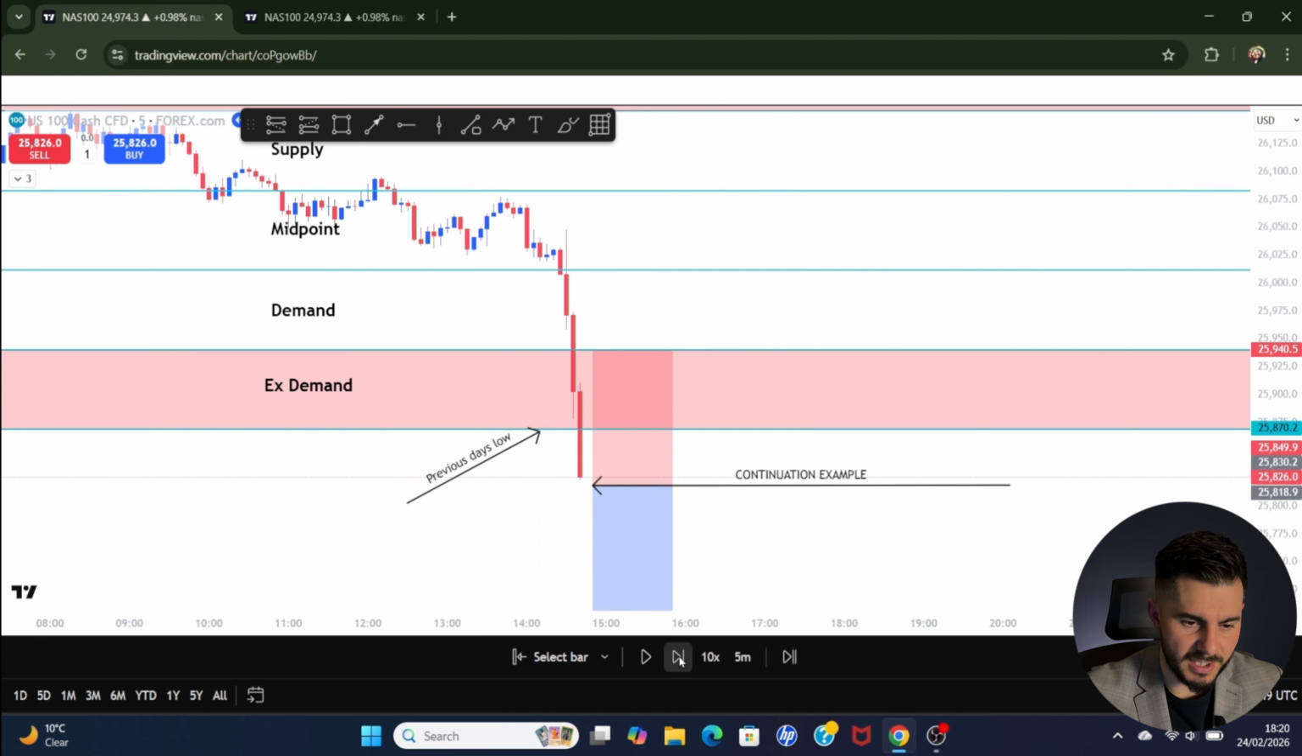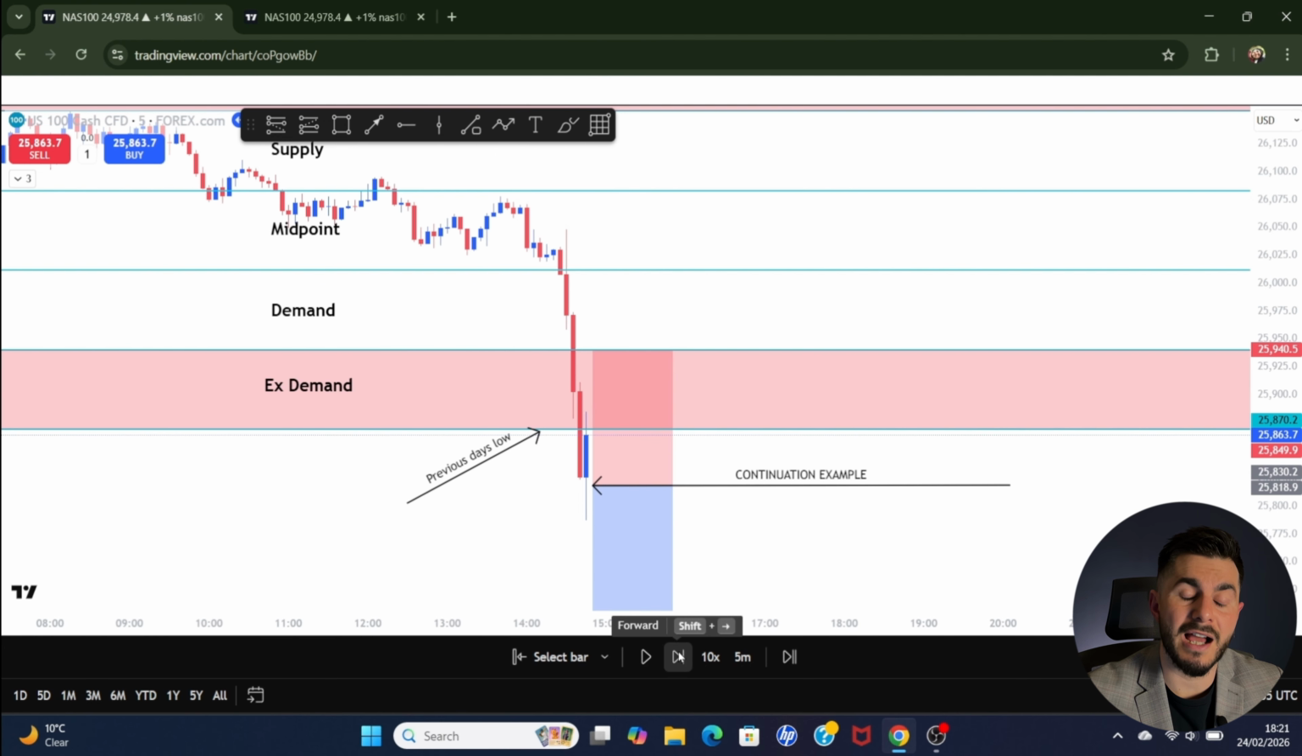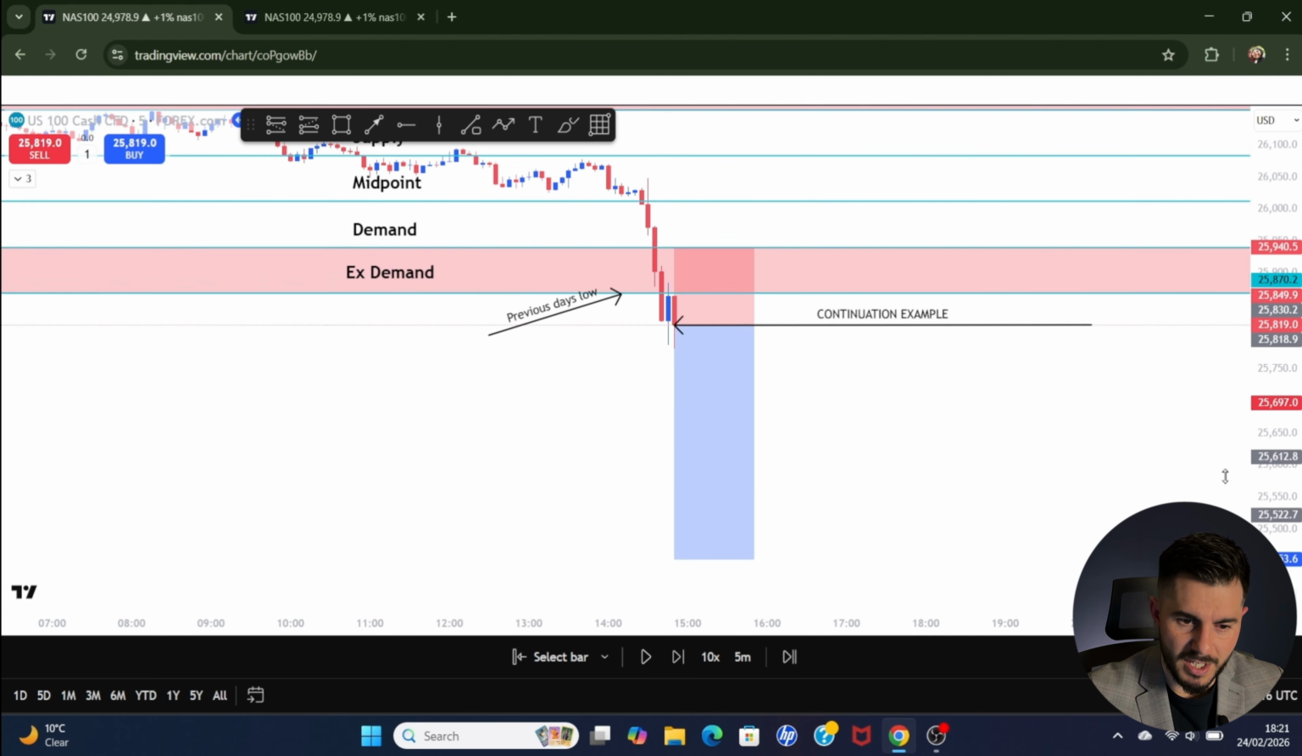Let's speed up the tape. We have closed outside of the zone. Confirmation number 1. We want it to reject off. Confirmation number 2, a rejection off of the zone just here. Confirmation number 3 is now a close in the momentum that we're trading, and that will be a red candle because we are trading short. Here we go. There is our entry. Very simple.